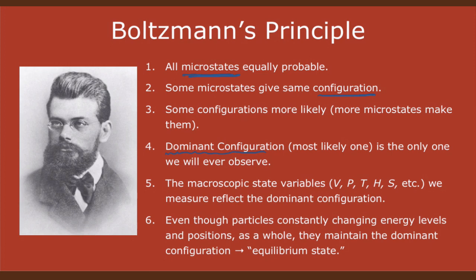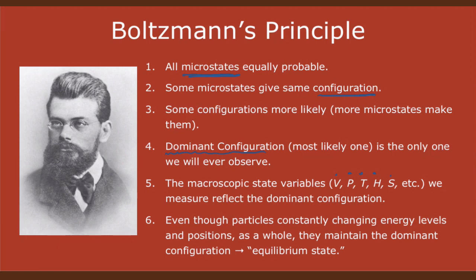We talked about macroscopic state variables in the past, and we'll talk a lot more about what state variables are a little bit later. But basically, volume, pressure, temperature, enthalpy, and what we're going to talk about in a minute, entropy, they all reflect the dominant configuration. Basically, if we're measuring the pressure of something, we're measuring the pressure assuming that the molecules are in the places that statistically they would be.